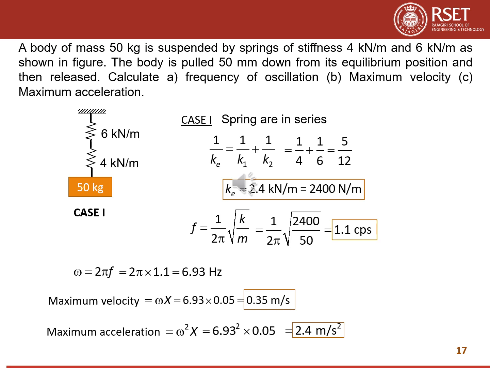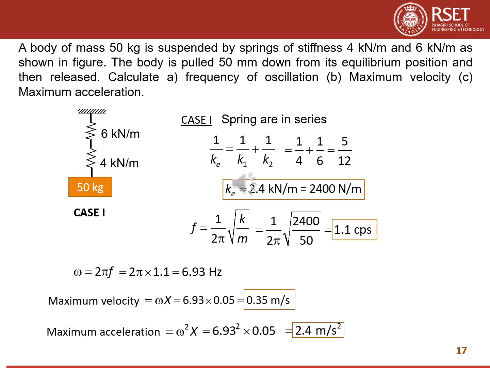Now we have to calculate the frequency of oscillation. The frequency of oscillation f is equal to 1 by 2 pi square root of K by M. K is known, M is known. So we can write f is equal to 1.1 cycles per second. It should be noted that for using the equation omega is equal to square root of K by M, K should be in newtons per meter and M should be in kg.